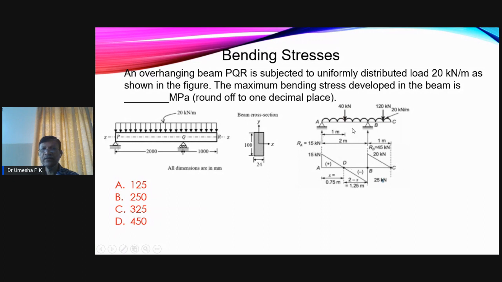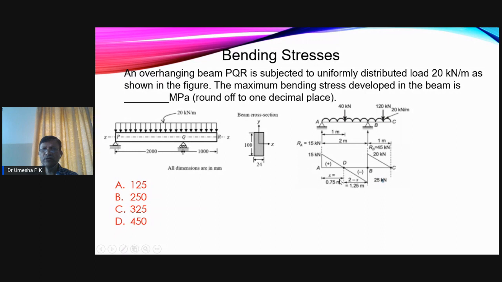The reactions can be calculated by knowing that. So taking the moment at this point, we calculate the reactions RA and RB, that is RA is equal to 15 kilonewton and RB is equal to 45 kilonewton. Once you know that, you can draw the shear force diagram. This is the shear force diagram.